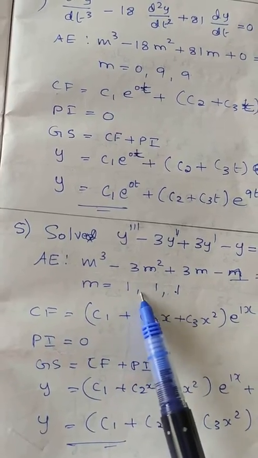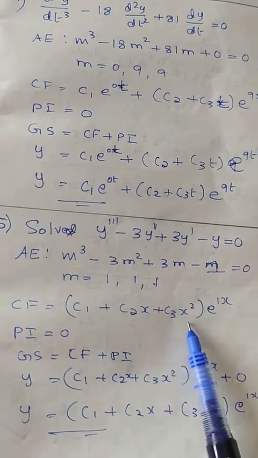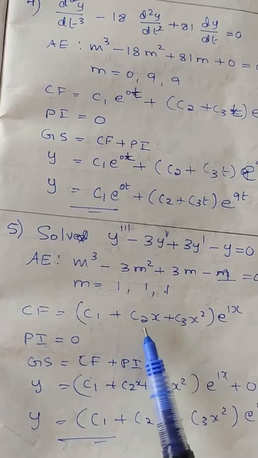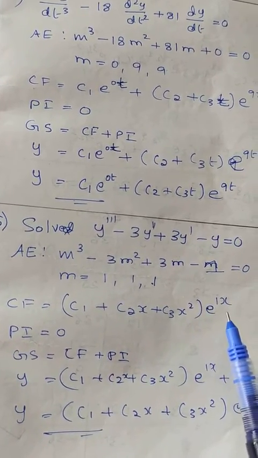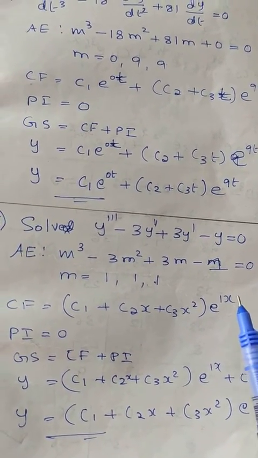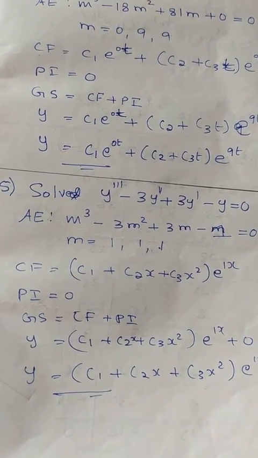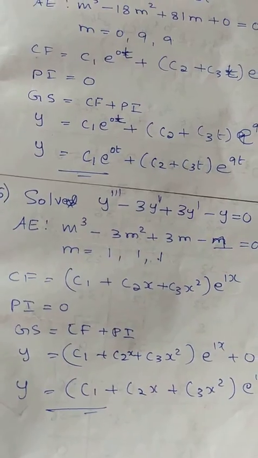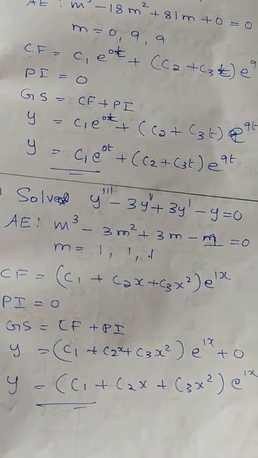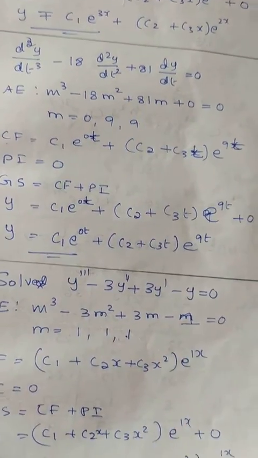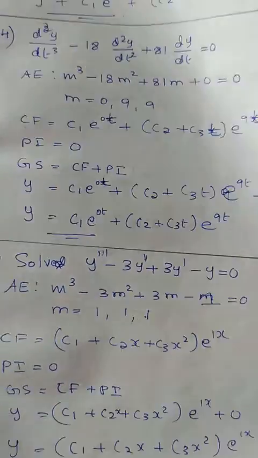See, roots are real and equal. If roots are real and equal, (C1 plus C2x plus C3x square) into e power 1x. Case 2. Write the general solution, and y in terms of x. Why is it x? x is independent variable. In the previous one, t is independent variable. Okay, next one.